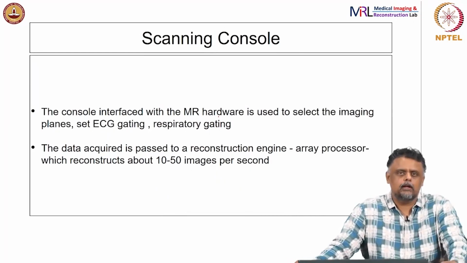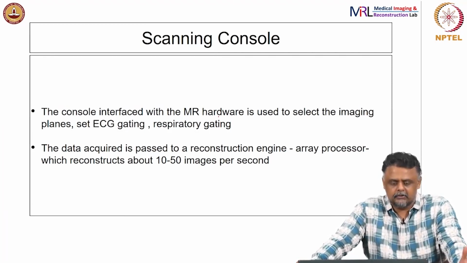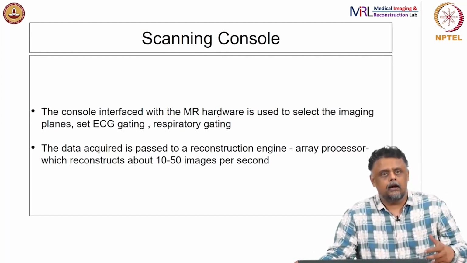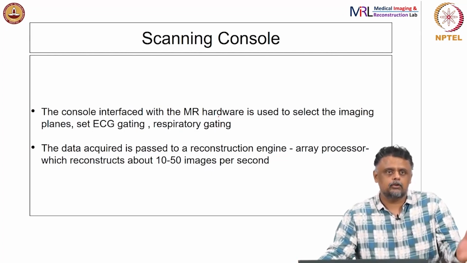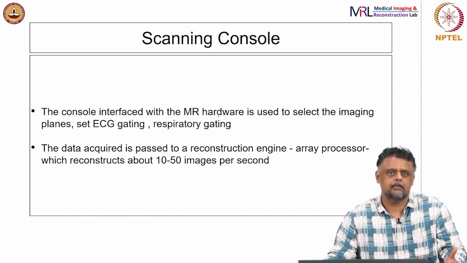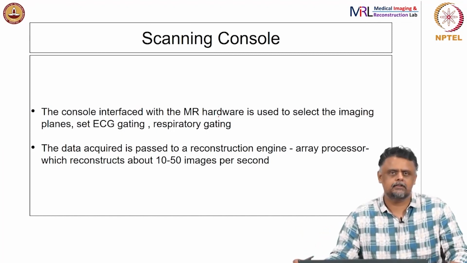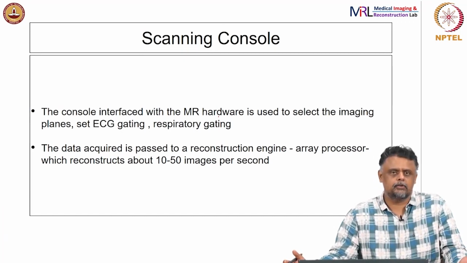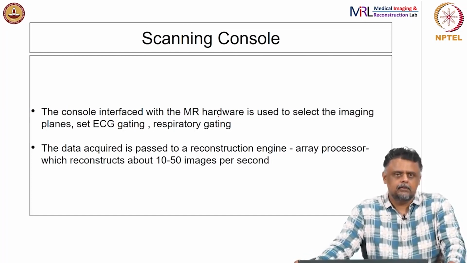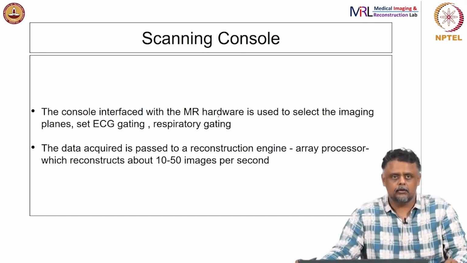There is typically a scanning console, like for all other diagnostic devices. For instance, CT also has one. The console helps you interface with the MR hardware, and helps to select the imaging planes, set ECG gating, respiratory gating, etc. Okay. It is also connected to the reconstruction engine, so that the acquired data is then used by the reconstruction engine. It may be a processor, an embedded system, or just another workstation which can reconstruct maybe 10 to 50 images per second. So, MR can be a real time imaging system. It does take some time to set up, but you can do very fast frames.